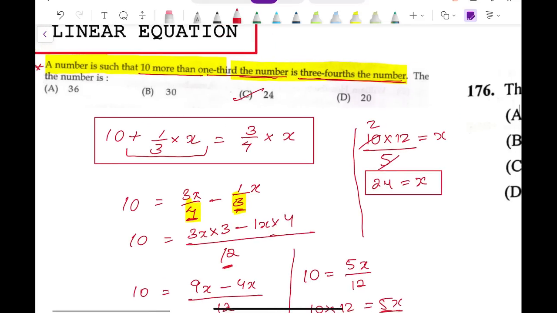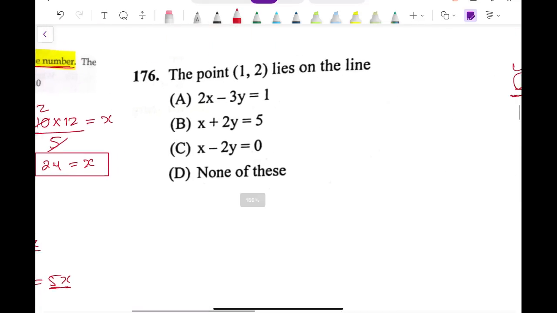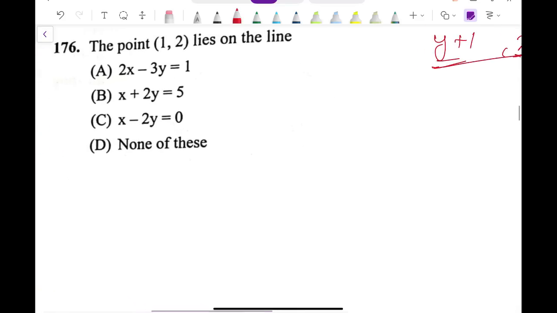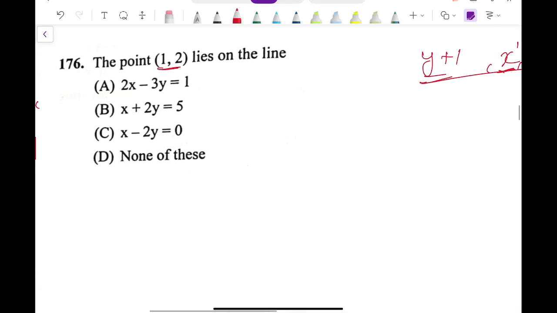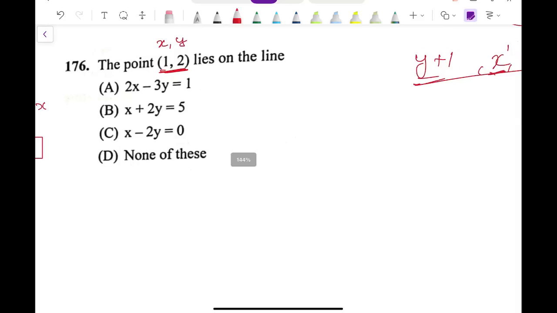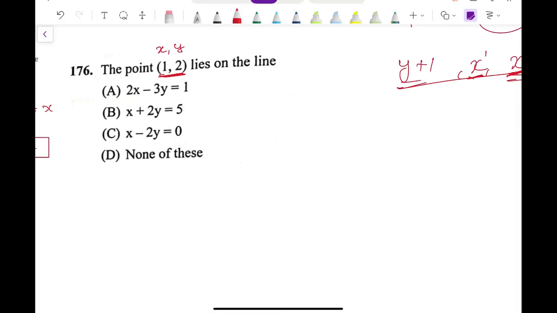Again, this type of question can be asked. A point lies on the line. Whenever you see this kind of point, this simply means the first one is the x value and the second one is the y value. Always remember that. In coordinate geometry, the first number is x and, after the comma, the second number is y. So x is given as 1 and y is given as 2.